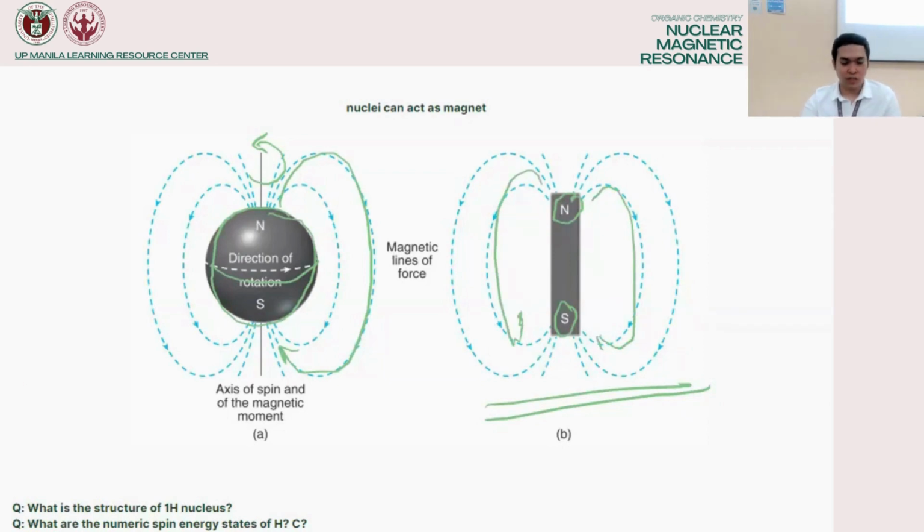Okay, so based sa ating may questions kasi dito. So what is the structure of hydrogen nucleus? One hydrogen, prosium nucleus. Later we'll discuss that. Kasi what are the numeric spin energy states of H or C? Sige, yung pangalawa kayang masagot yan. What are the numeric spin energy states of H and C? Kasi pinakita ko na kanina sa previous slide. Sige, 10 minutes na tayo. Okay.